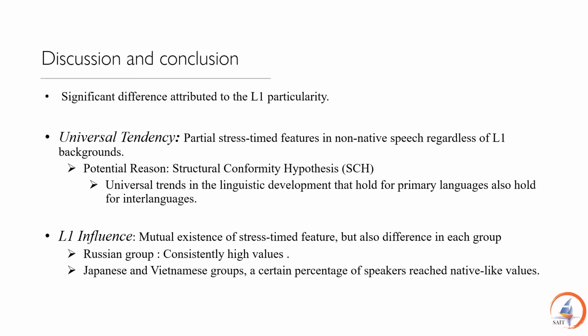The distinct rhythmic differences between Russian and Mandarin might delay or halt their rhythmic development by negative transfer and cause a kind of fossilization. The similar rhythm between Japanese and Vietnamese compared to Mandarin might accelerate or promote their rhythmic development and reach native-like rhythm earlier by the benefit of positive transfer.